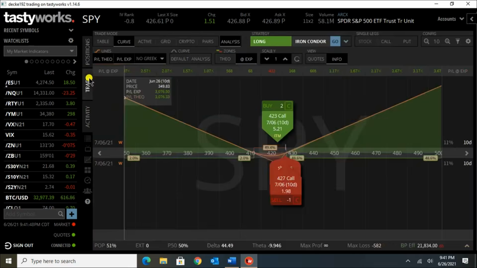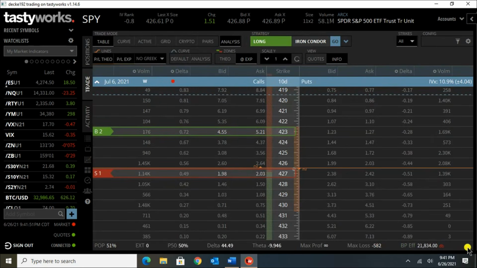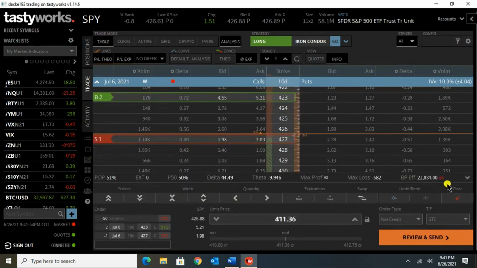The only problem with doing this one is you can see down here that the buying power is almost 22,000, which is quite a bit for most people. So instead of actually shorting 50 shares, one alternative is to short one MES contract, which is the equivalent of 50 shares of SPY, but then you have two different products.